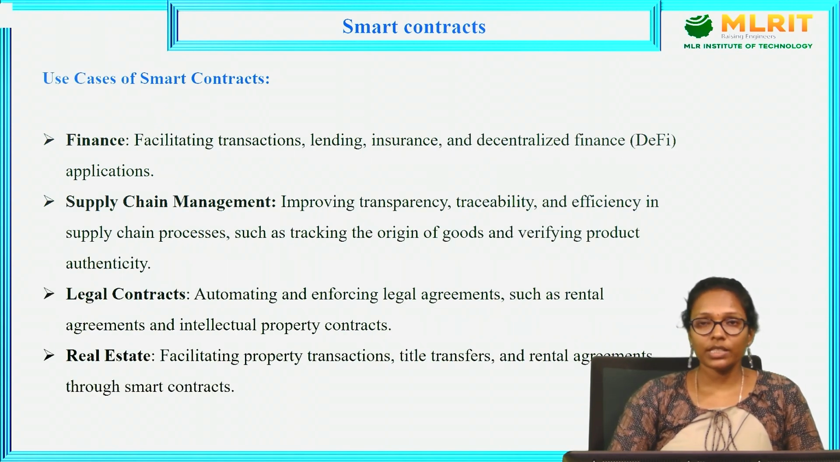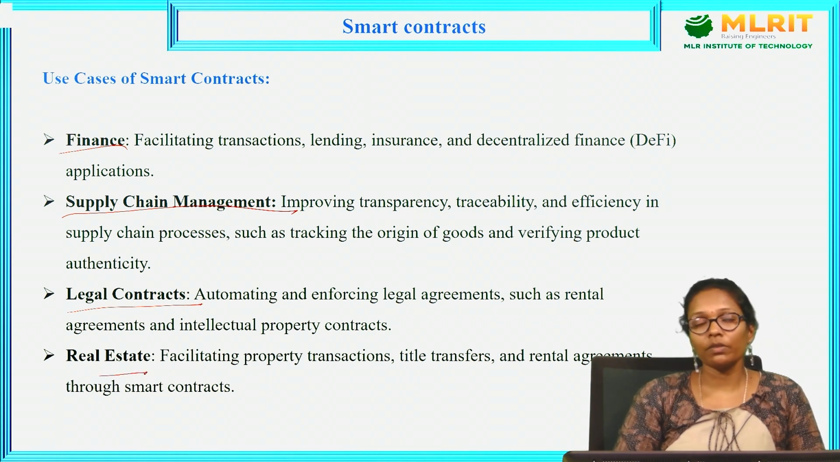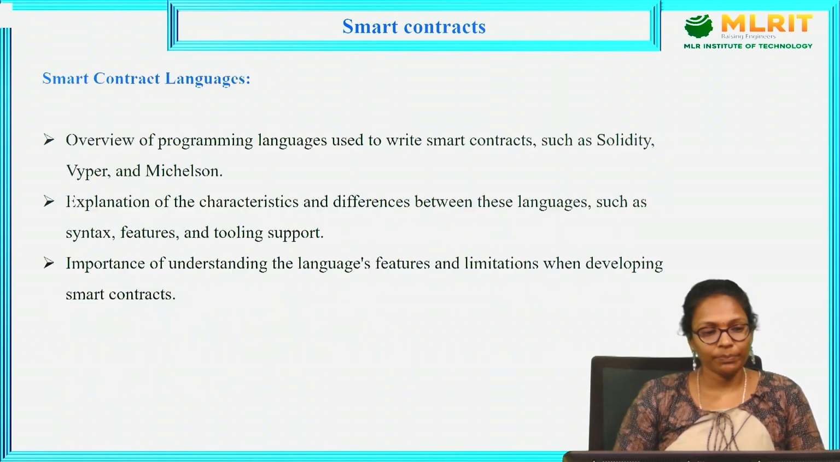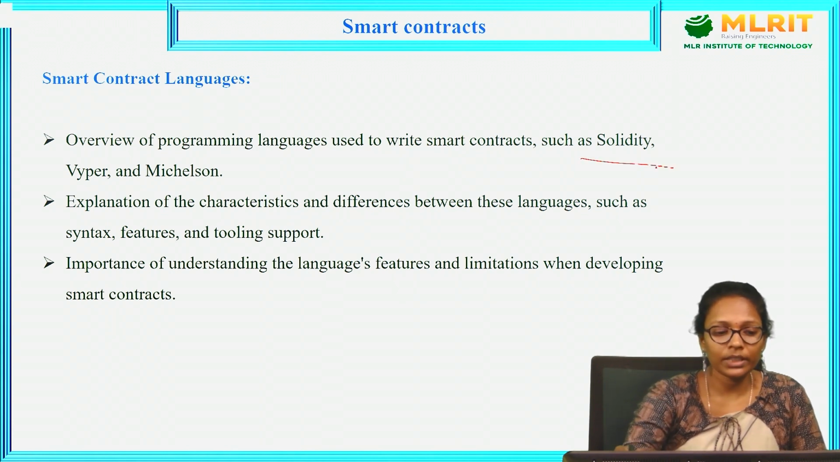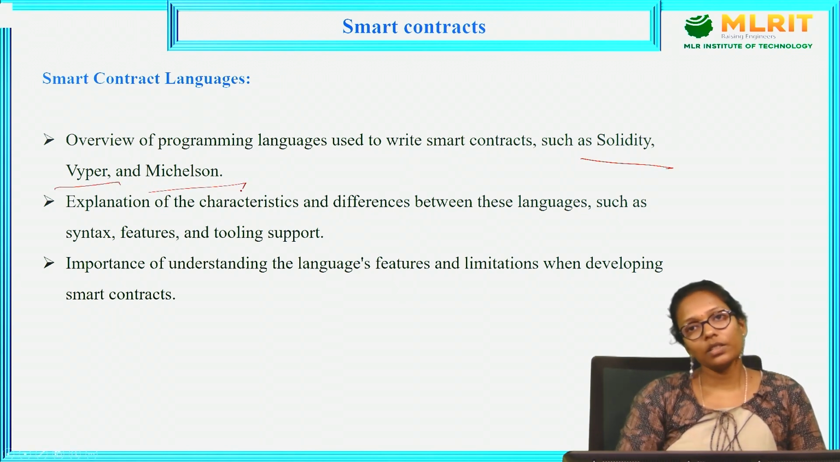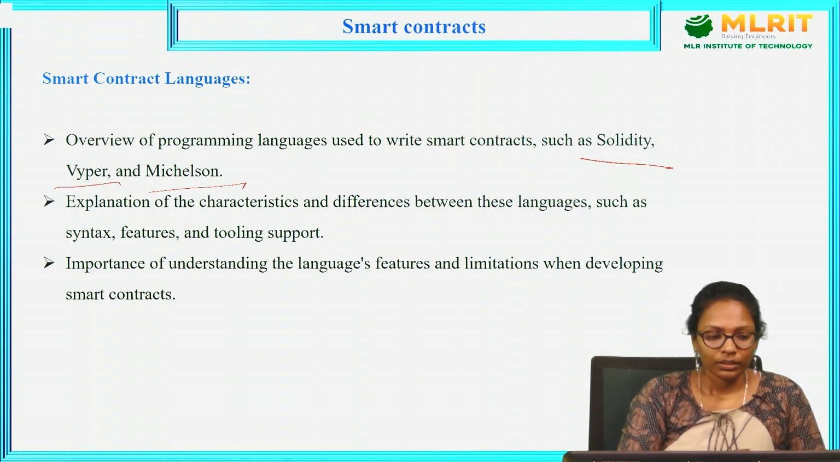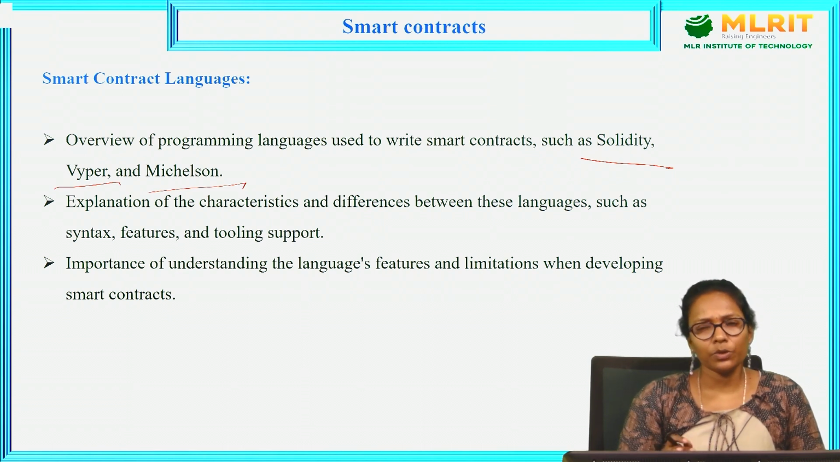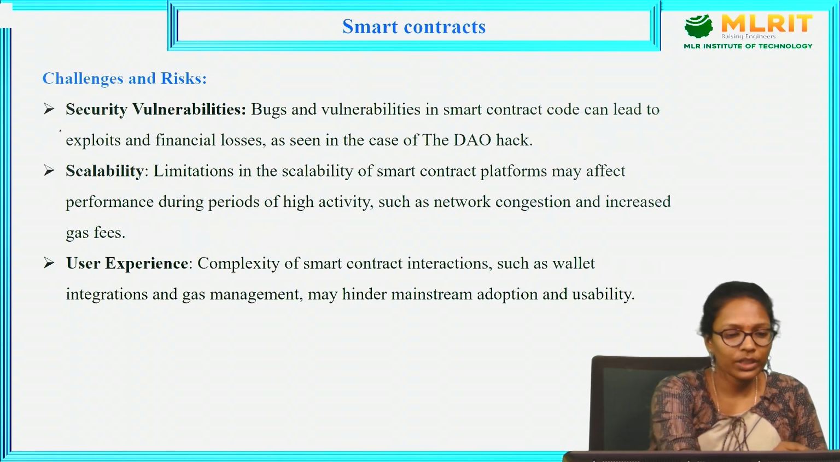Coming to the use cases, we can use the smart contracts in many domains like finance, supply chain management, legal contracts, real estate, education. Wherever you want, you can use smart contracts. And coming to the languages, to develop the smart contracts we can use any programming language, but generally we use Solidity, Vyper, Michelson. These are the different programming languages you are using to develop smart contracts. Of course, these three languages are different based on the features and some functionalities, but still all these languages support the smart contract.